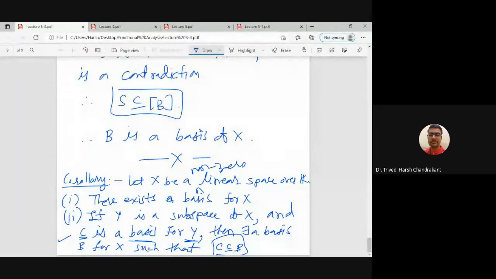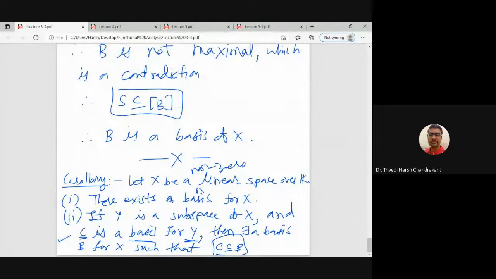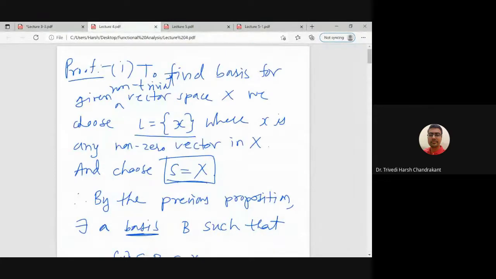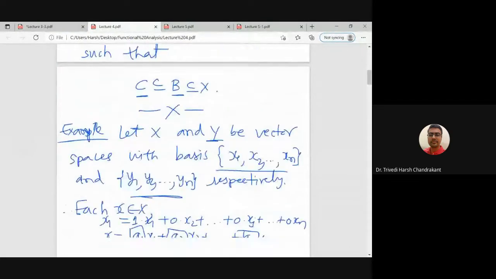So whenever we have a vector space in which we have a non-zero vector, we can always extend it to a basis of x. And on the other hand, if we have a subspace, we have the basis of the subspace, then that basis also we can extend to the basis of the vector space x. So we have seen proofs of this result also.